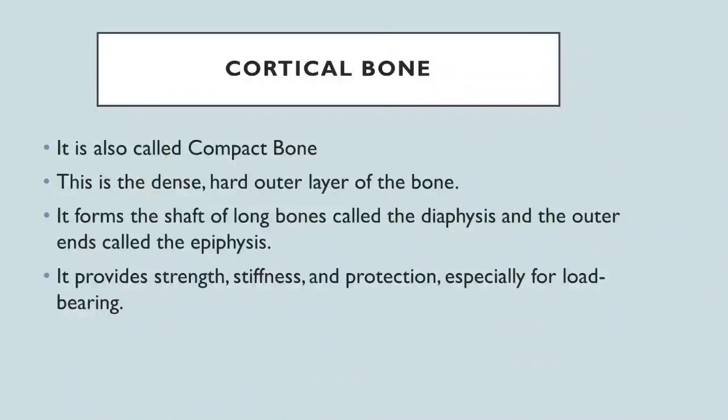Cortical bone is also called compact bone. This is the dense, hard outer layer of the bone. It forms the shaft of long bone called the diaphysis and the outer ends called the epiphysis. It provides strength, stiffness and protection, especially for load bearing.